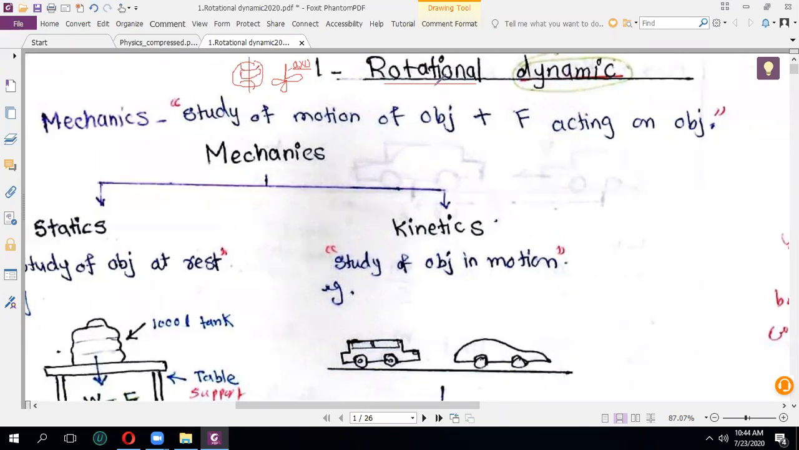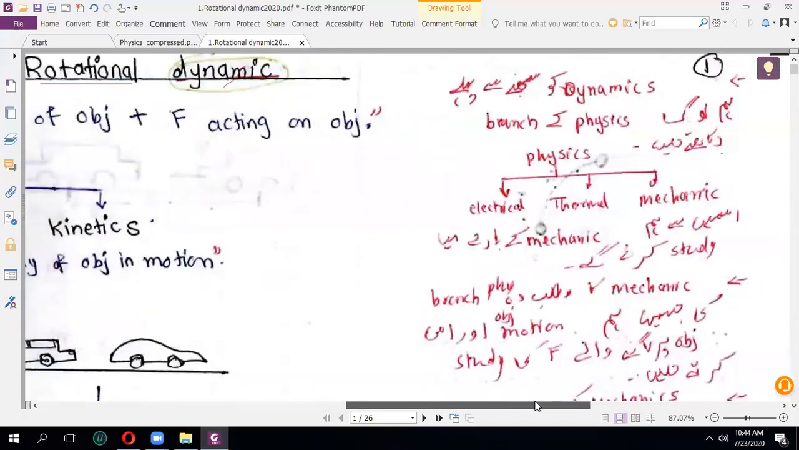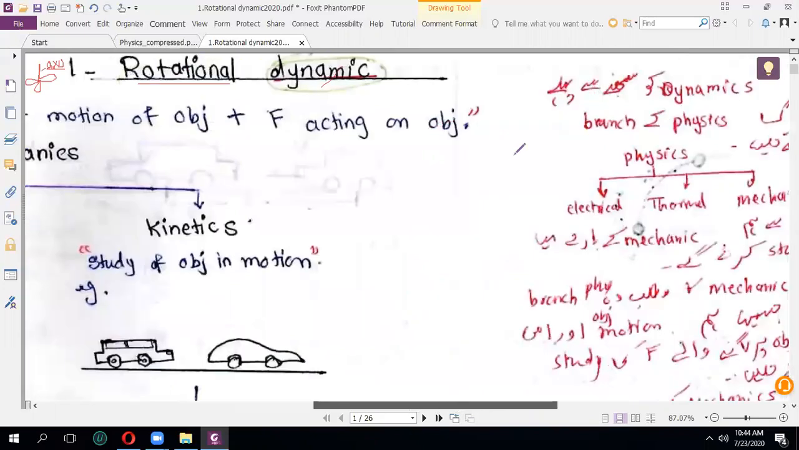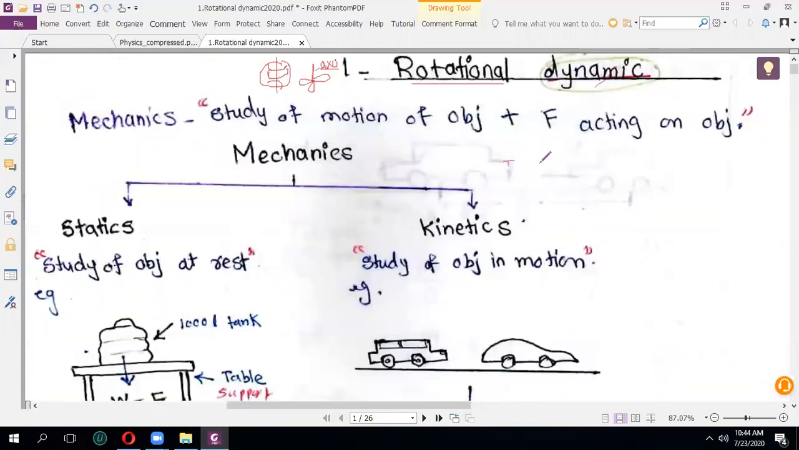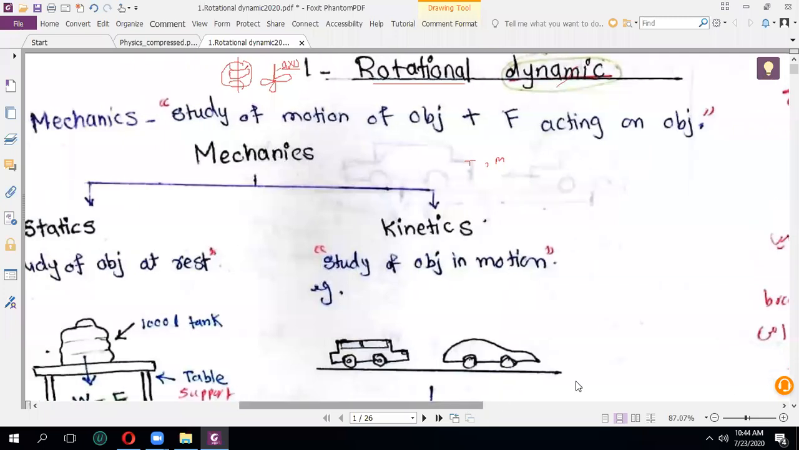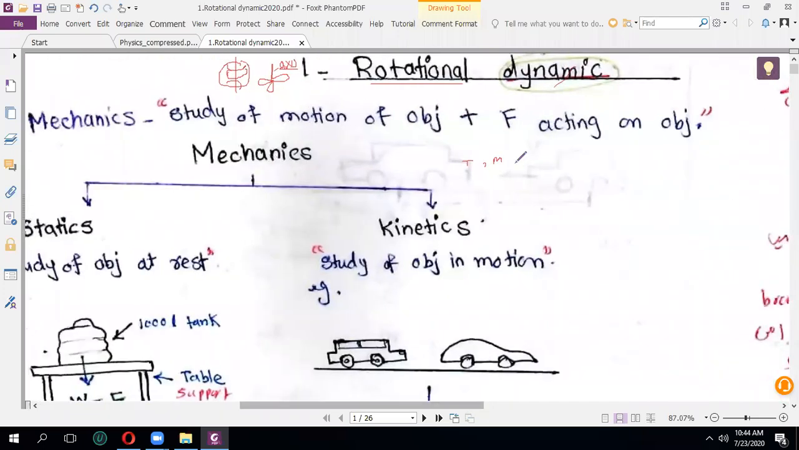Now, the second word is dynamic. We will see later what we mean by rotation. So what do you mean by dynamic? First we will understand what branch of physics this is. Physics has three branches. One branch is called the thermal branch. The second branch is called the electrical or mechanical branch, and the last branch is called mechanics. Mechanical I already told you, and the last branch is the electrical branch.